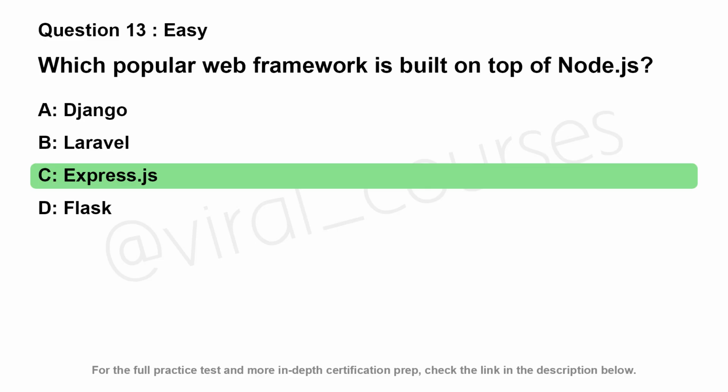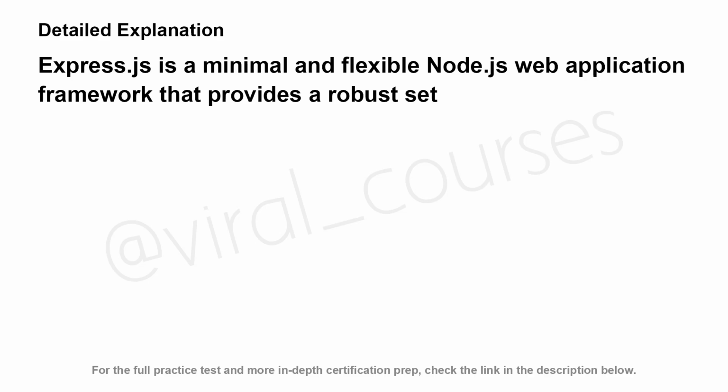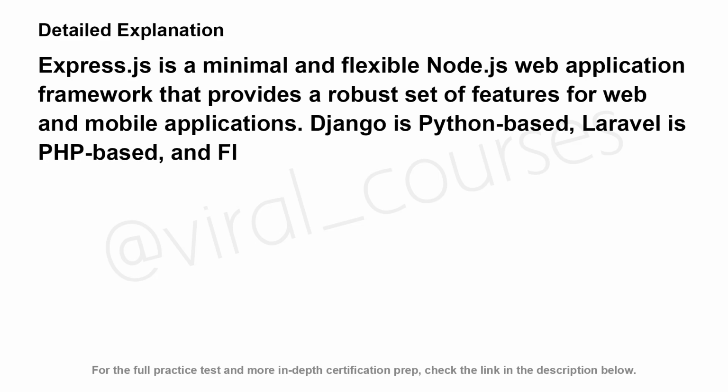The correct answer is C. Express.js is a minimal and flexible Node.js web application framework that provides a robust set of features for web and mobile applications. Django is Python-based, Laravel is PHP-based, and Flask is also Python-based.